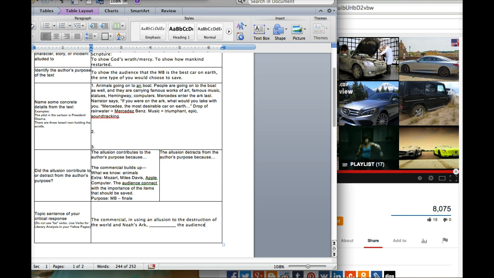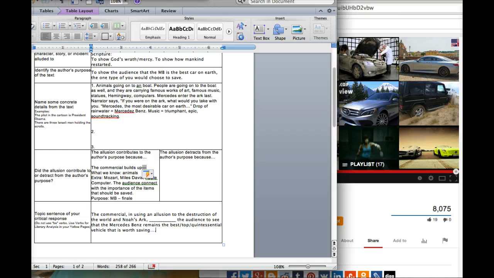But the commercial, something the audience to see that the Mercedes-Benz remains the best car, the best or the top or the quintessential vehicle that is worth saving or whatever. So that's something that you could revise in your revising process, but that's the purpose.